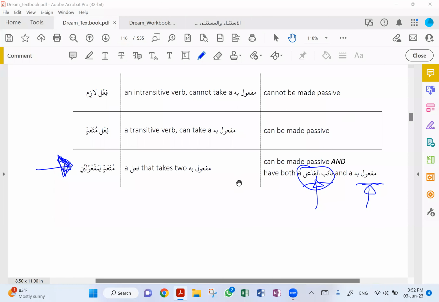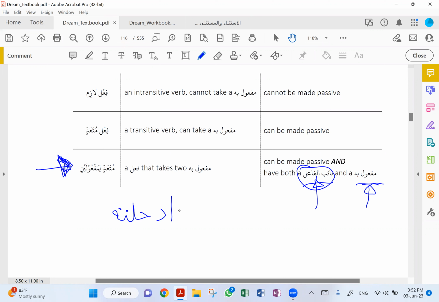Yes, you can ask. You said dakhala is lazim. So if you put dakhala in the aslama family, it will be muta'addi: adkhaltuhu. Yes, I made him enter. So if I just wrote adkhaltu, what will it be? No, sorry, I said it was lazim. No, it's muta'addi, but to one maf'ul. So you put it in the aslama family, it becomes muta'addi li maf'ulain.